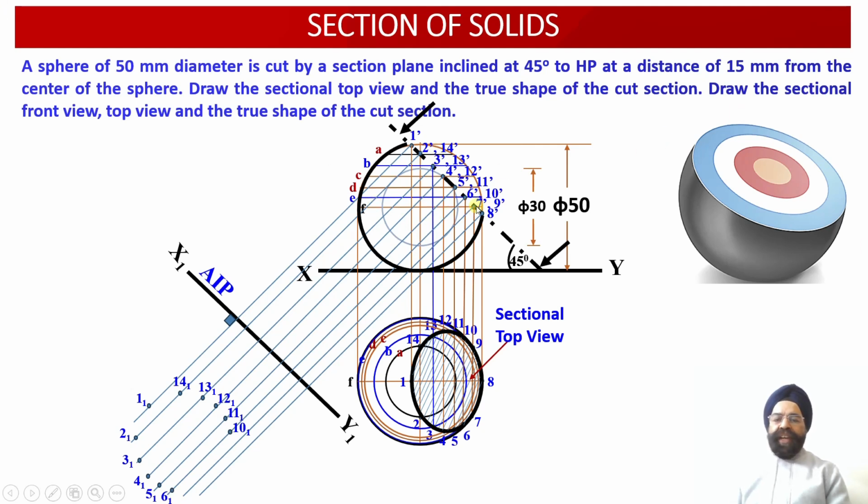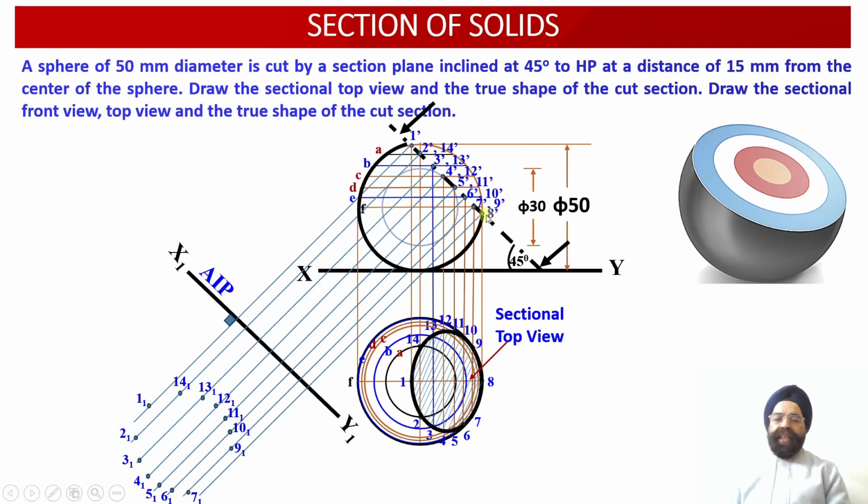Now the next two points available with us are 7 dash and 9 dash. So now we are going to measure the distance of point 7 from the XY reference line and point 9 from the XY reference line. Once we measure these distances, onto the projector line emerging from 7 dash and 9 dash, it is this projection line. Onto this projection line, if we mark the distance of point 9 and the distance of point 7, the two points 9 1 and 7 1 will be located over here.